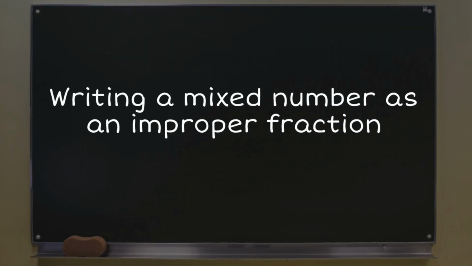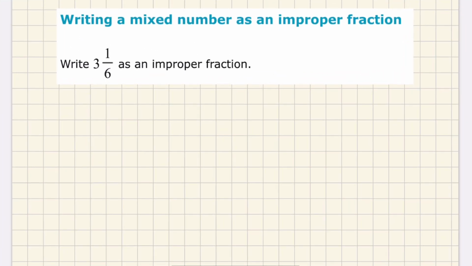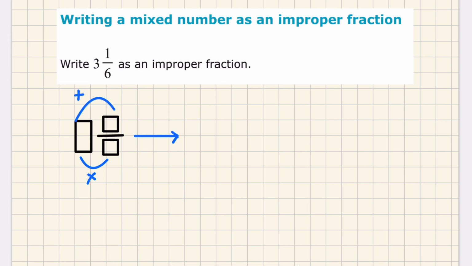Writing a mixed number as an improper fraction. In this example, we're writing 3 1/6, which is a mixed number, as an improper fraction. Our process for turning a mixed number into an improper fraction is to multiply the denominator with the whole number, then add the numerator. This will give us our new numerator, and we will keep the denominator.